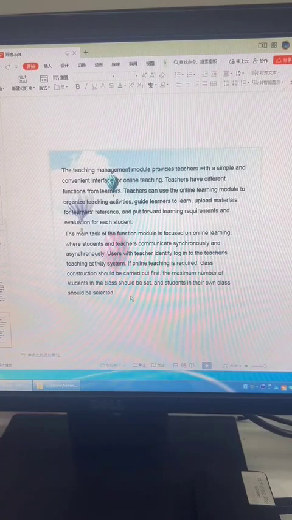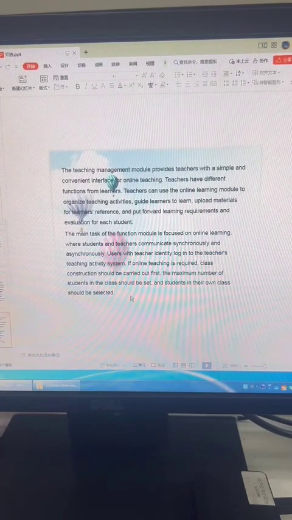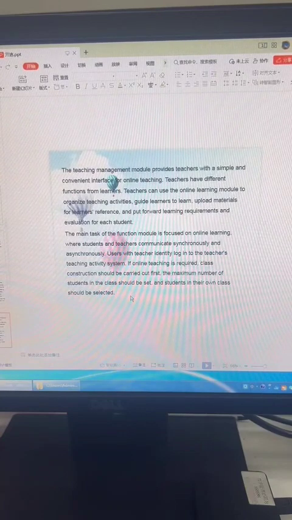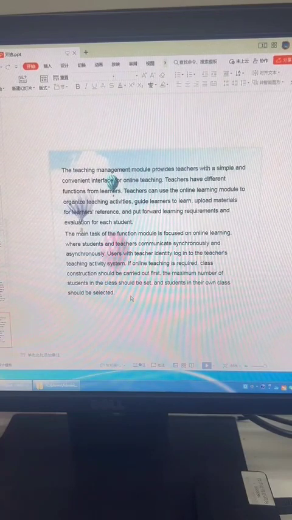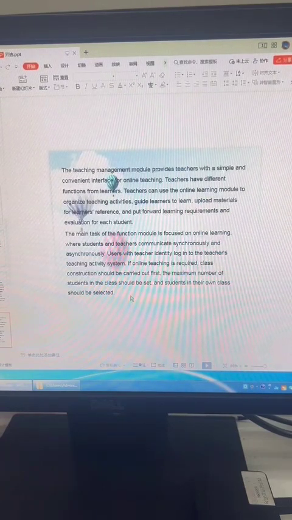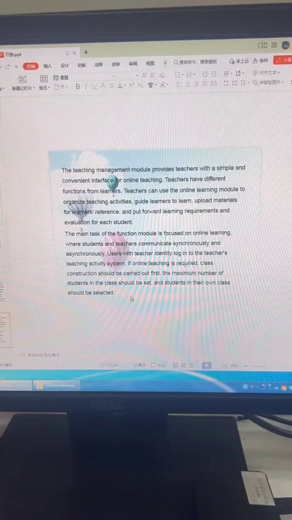The main task of the function module is focused on online learning, where students and teachers communicate synchronously and asynchronously. Users with teachers' identity log in to the teacher's teaching activity system. If online teaching is required, class construction should be carried out first. The maximum number of students in the class should be set, and students in their own class should be selected.